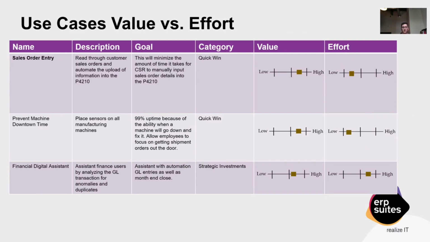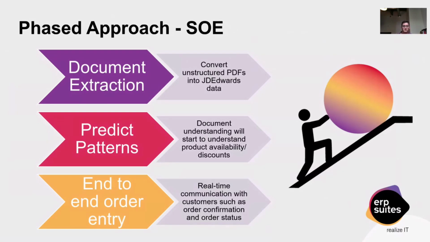Just wanted to give some background on the sales order entry, as that will be the example throughout the whole presentation here. So moving forward, just looking at a high level, like phased approach, what it would look like. So for example, we start with, and really this is going back to what's the future?